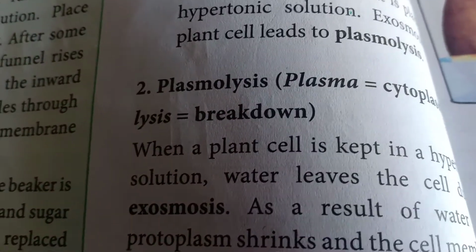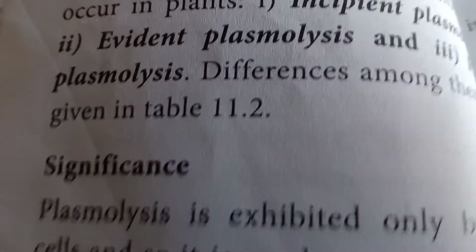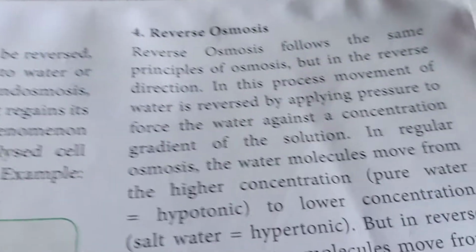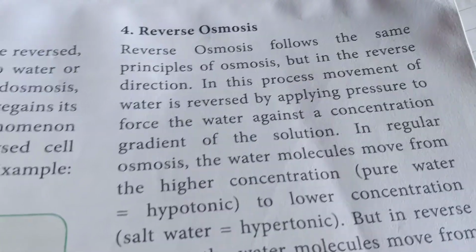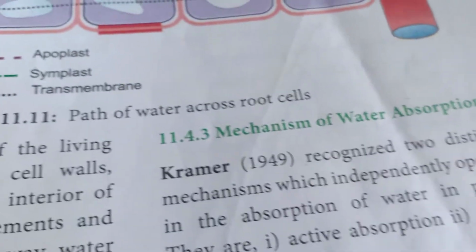Then plasmolysis. What is plasmolysis? Its significance. Okay. Then a very important topic is deplasmolysis. I want you to learn this. Then comes the next important topic, reverse osmosis, RO, and its uses. What are its uses? It is used for desalination of seawater. So with this, the second topic gets over.